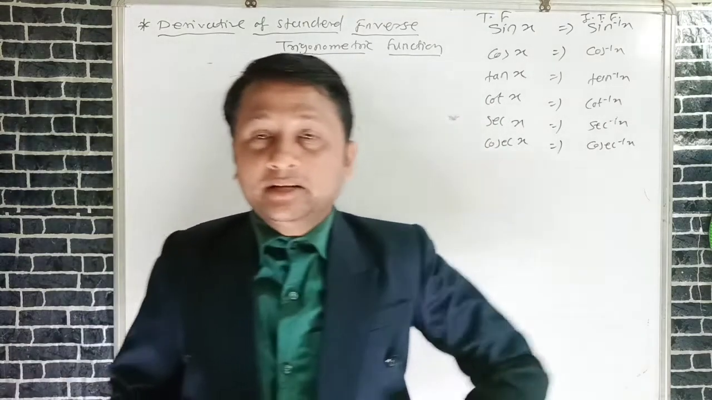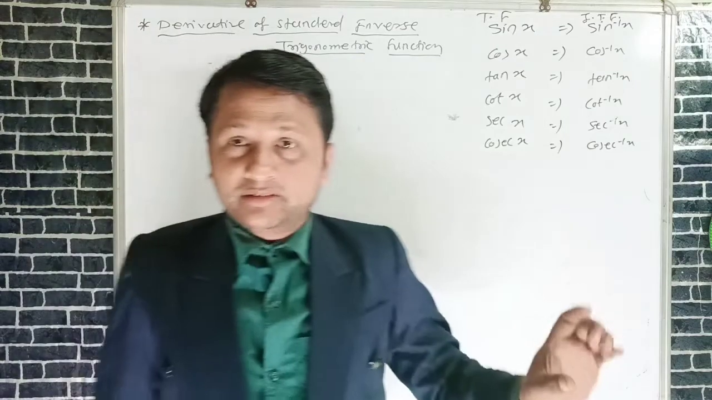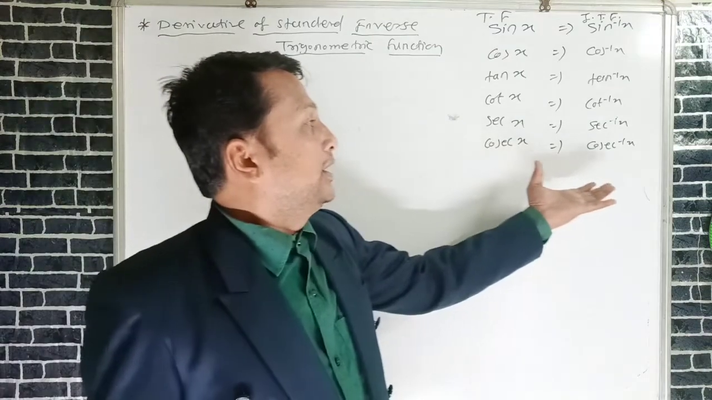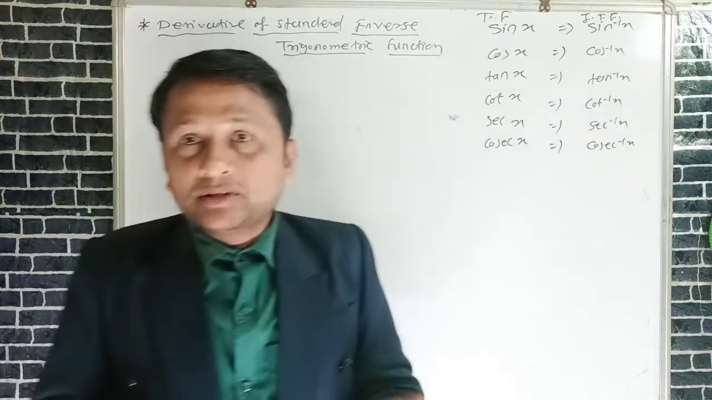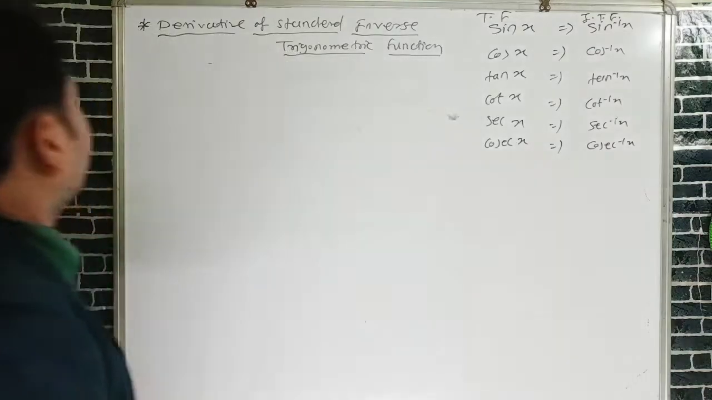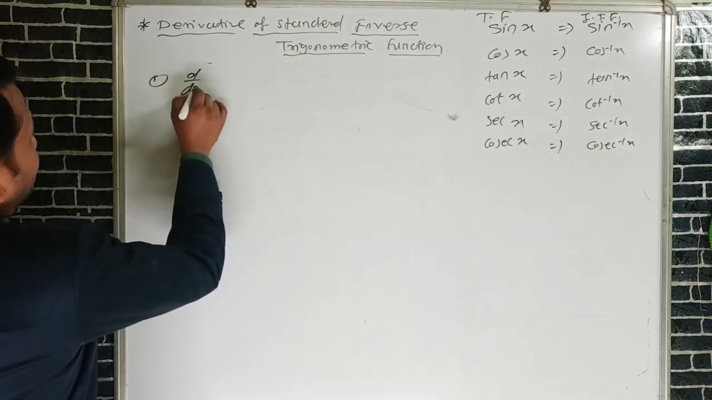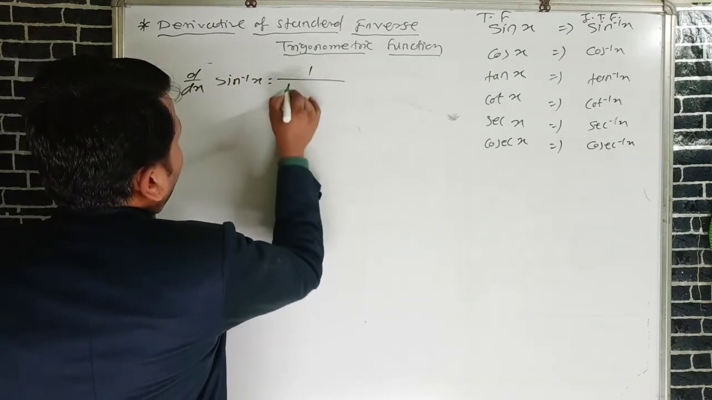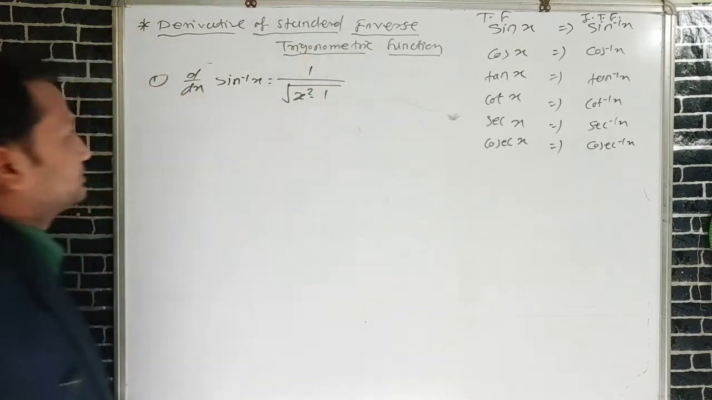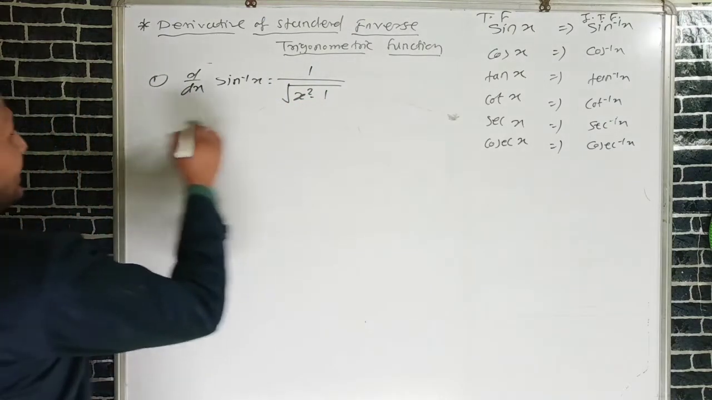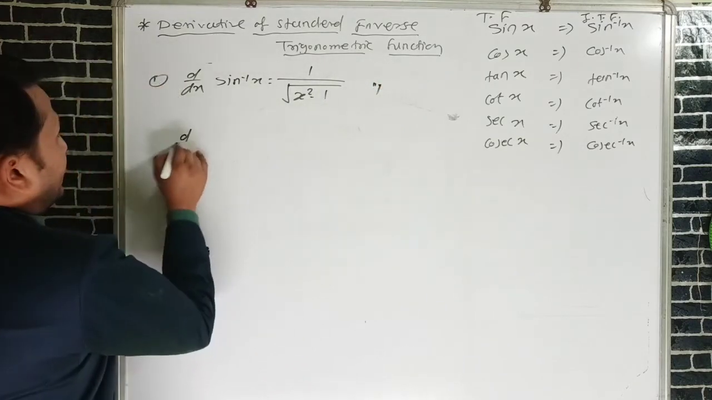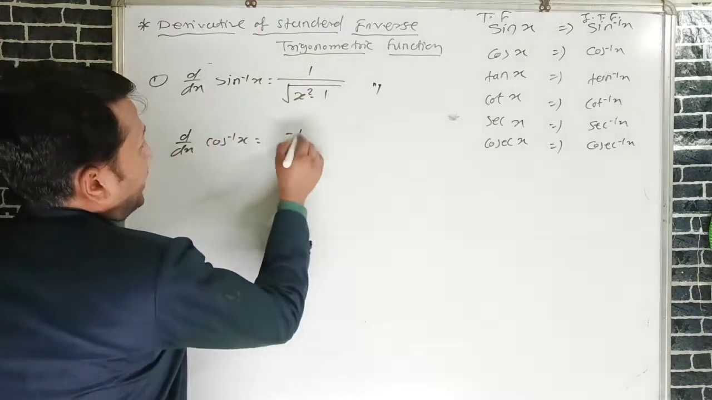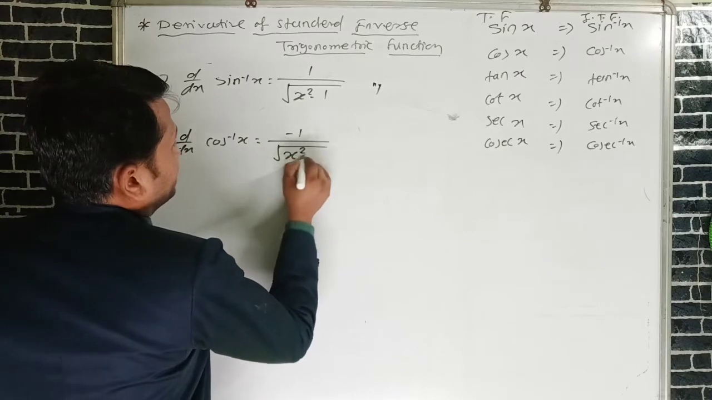Here we write the derivative of every inverse trigonometric function without proof, because we already learned the derivatives of inverse trigonometric functions in class 11. The first is the derivative of sin inverse x, which is equal to 1 upon under root of x square minus 1. Similarly, the derivative of cos inverse x is minus 1 upon under root of x square minus 1.